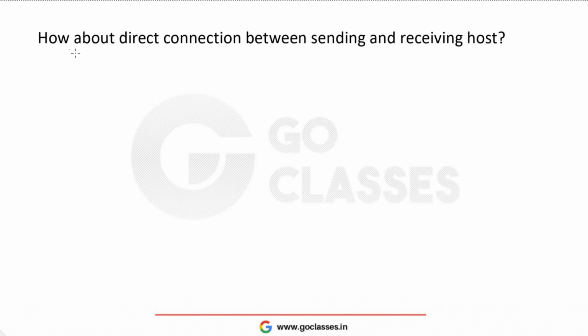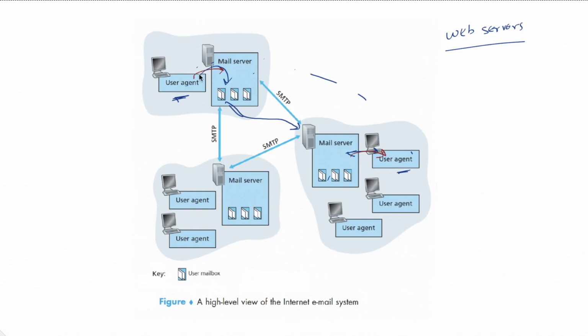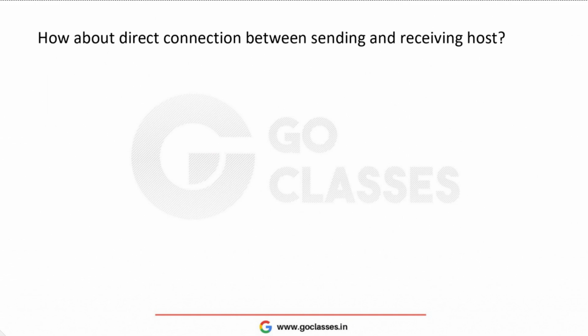Now let's answer the question I asked you: how about a direct connection between the sending and receiving host, which means why is this user agent not directly sending the mail to that user agent? Why is this communication happening using the mail servers? So what do you think could be the answer?